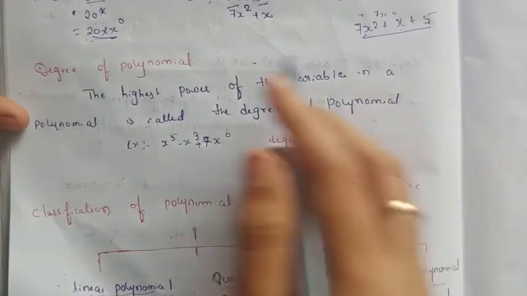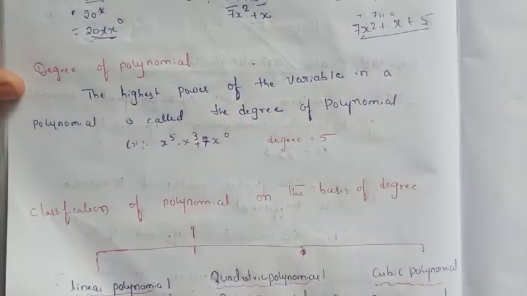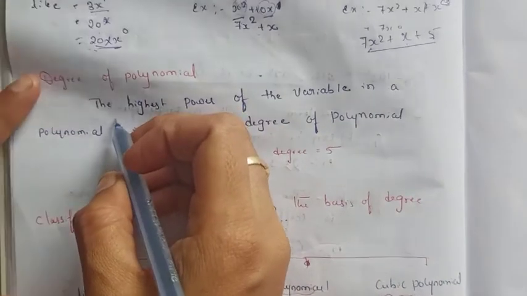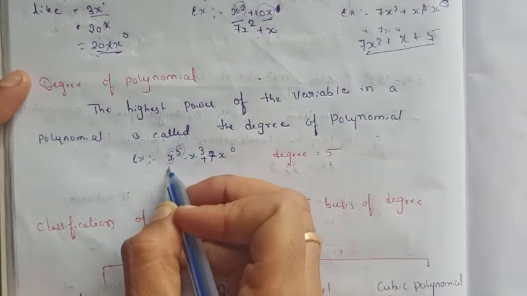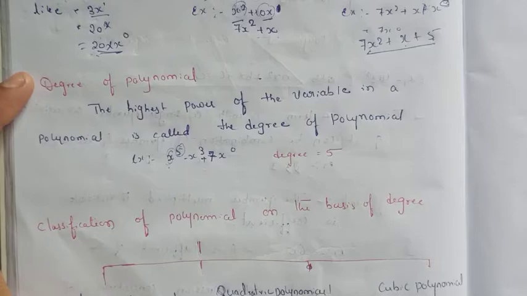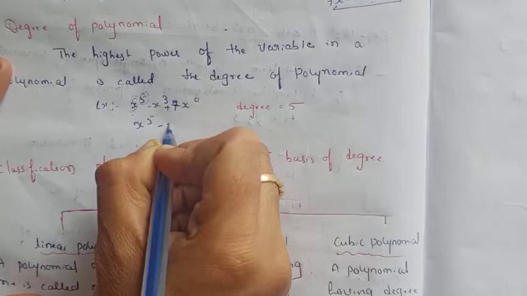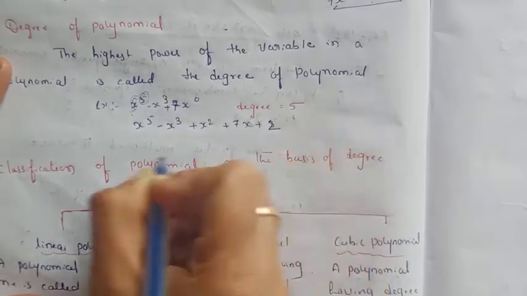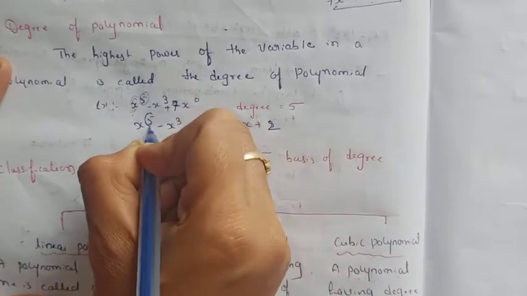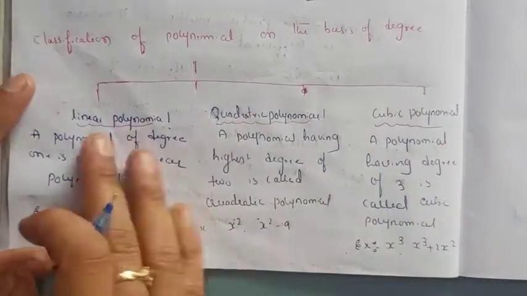And according to degree, again we classify the polynomial. The highest power of the variable in a polynomial is called the degree of the polynomial. Meaning the variable which has the highest degree, that is called the degree of the polynomial. That is here x raised to 5 minus x cube plus x square plus 7x plus 2. The highest degree of this expression is 5. Degree is 5.